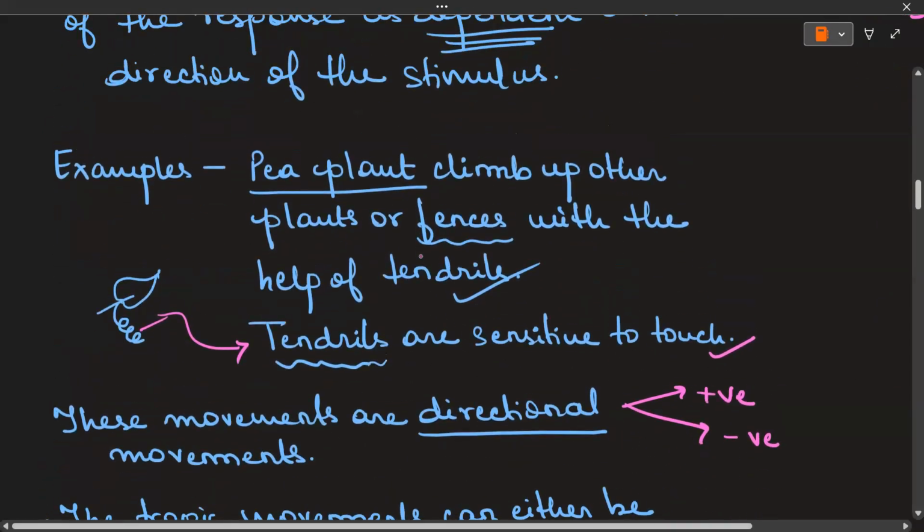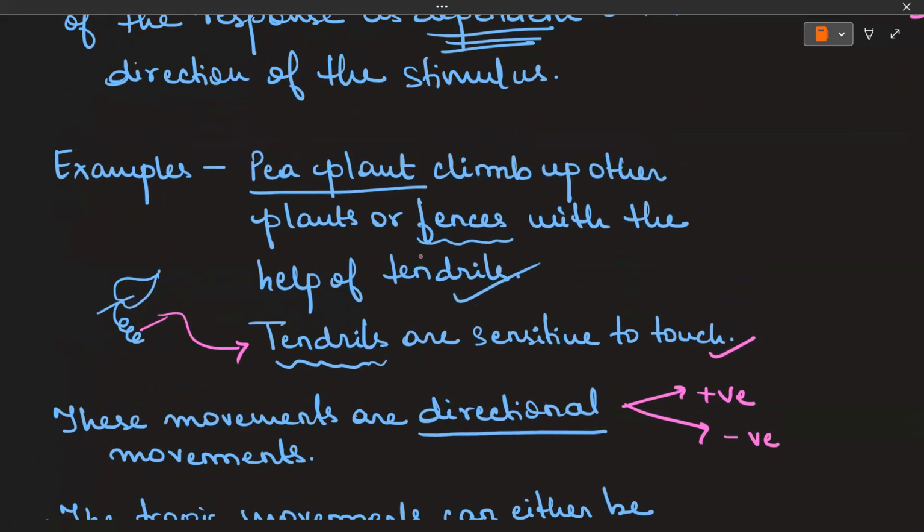Now, have you heard about climbers? What is the speciality about climbers? Can you tell me? Ma'am, they take support of something. Correct. The example here is a pea plant. The pea plant, or any climber, has tendrils so that whenever you provide them with a support, a fence or another plant, they climb on it for their support, right?